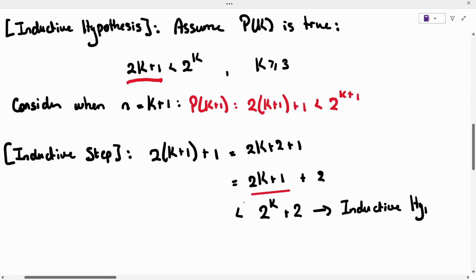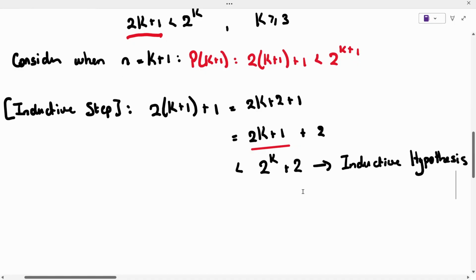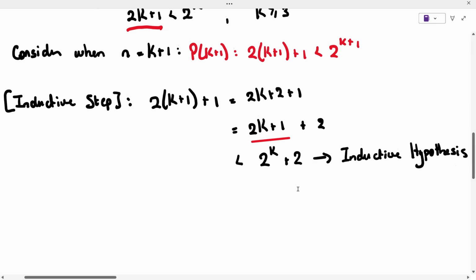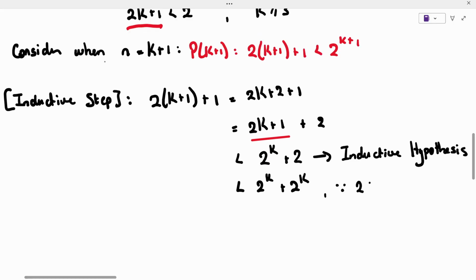Right. So where do we go from here now? So we know that 2 is less than 2^k when k is greater than or equal to 3. So this entire statement here is simply less than 2^k + 2^k, since 2 is less than 2^k when k is greater than or equal to 3. Now, what did I do here? How did I go from this line to the next line?